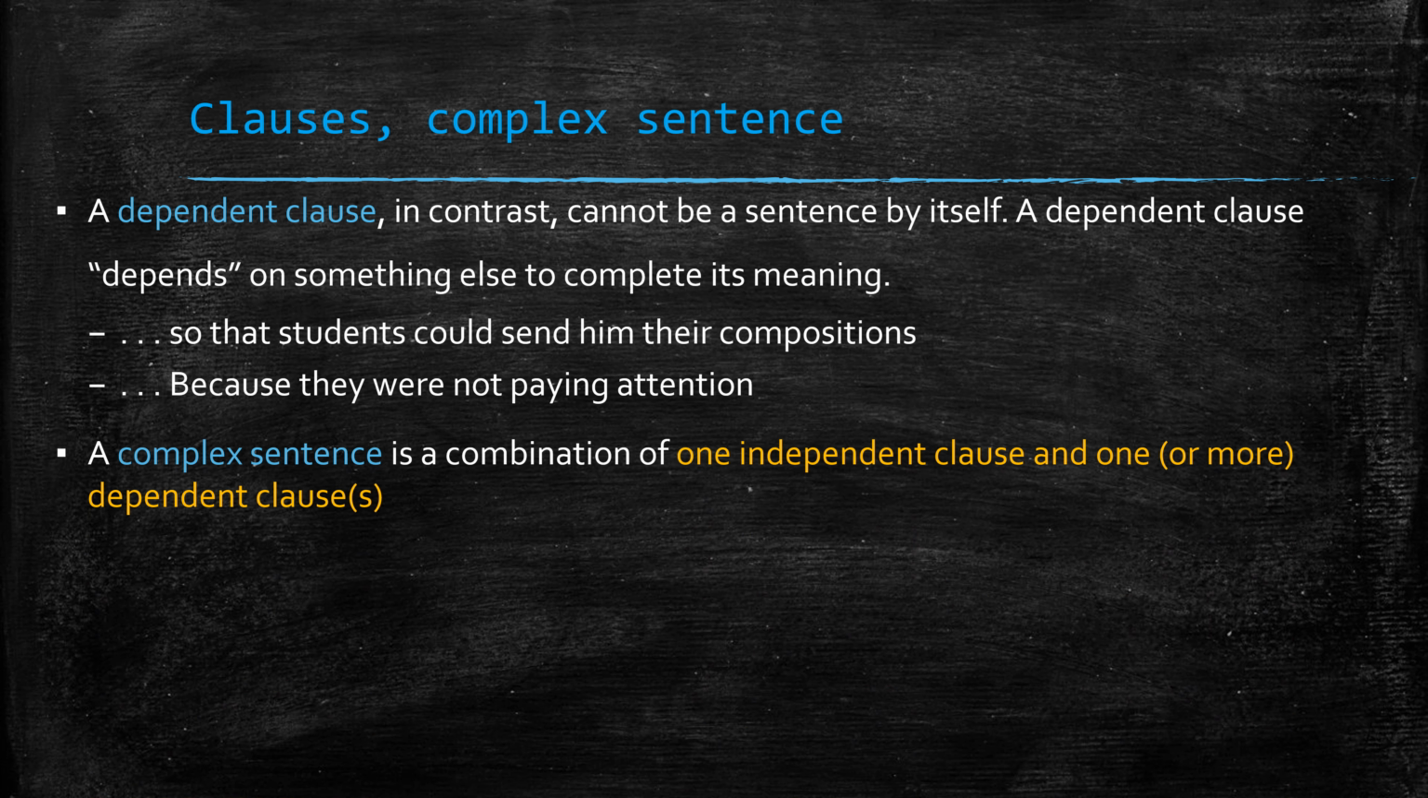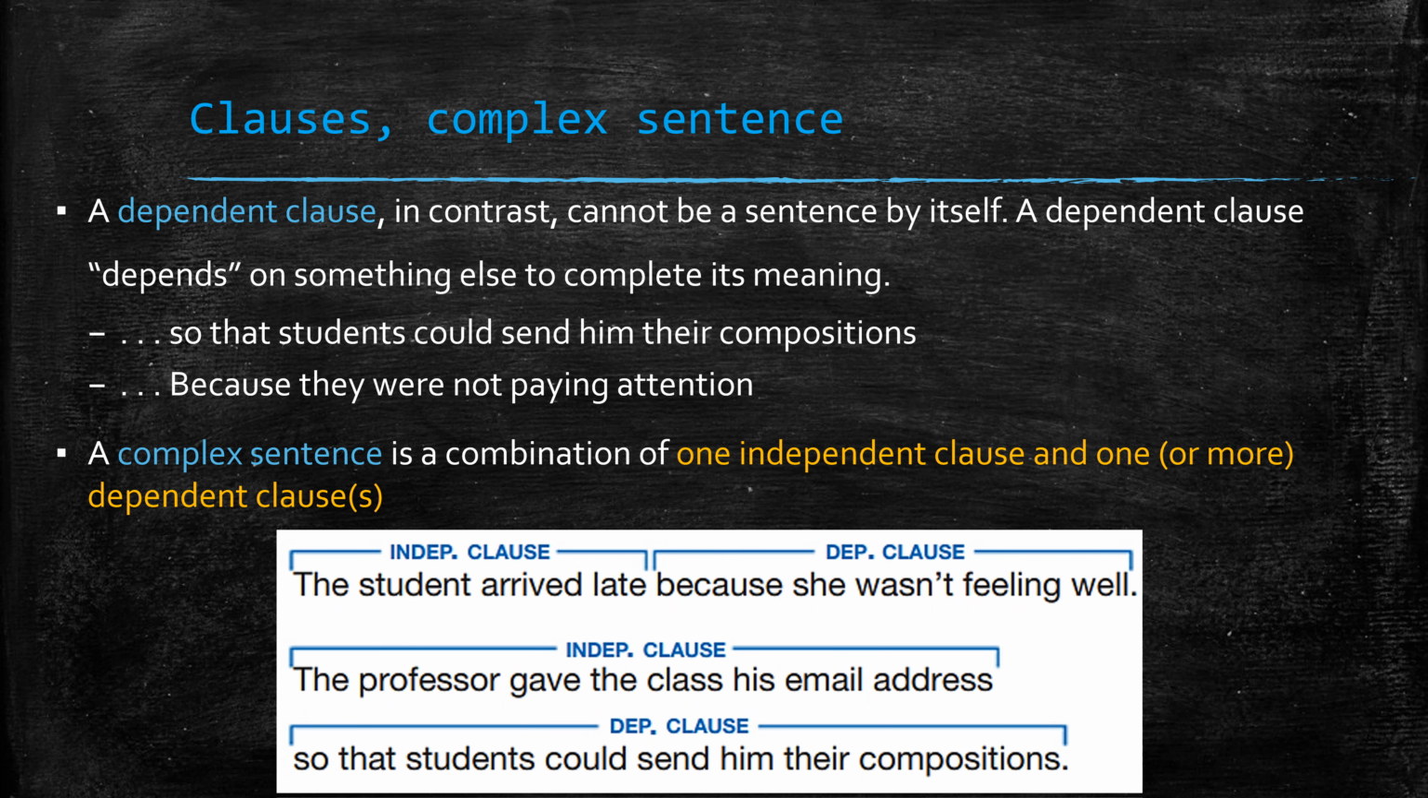So, a complex sentence is a combination of one independent clause and one or more dependent clauses. So, the independent clause in this picture is, the student arrived late. You know, it has a complete meaning. But when we have a subordinator like because in the beginning, this will make the next clause dependent. Because she wasn't feeling well, it is a dependent clause.